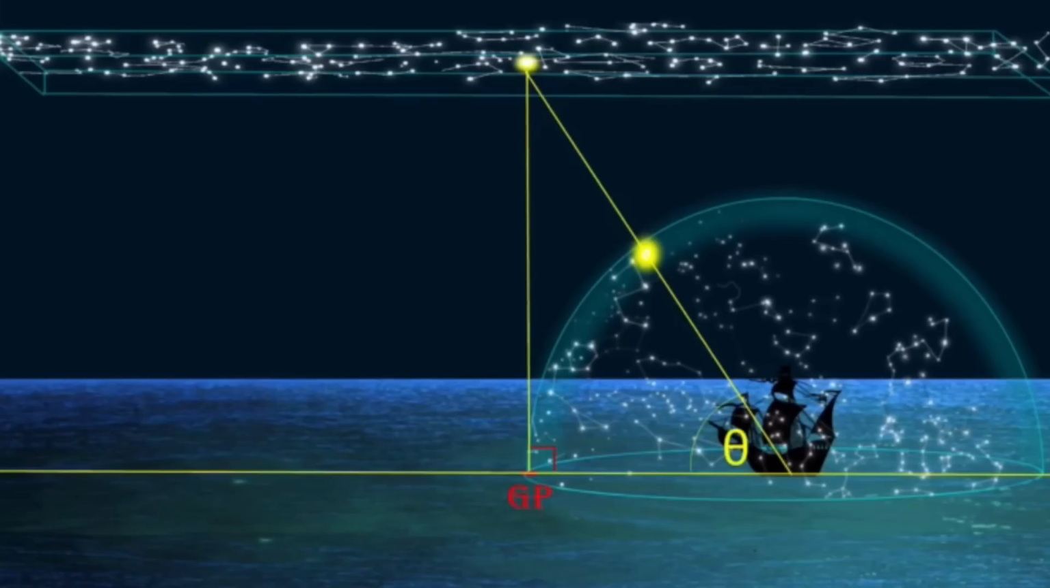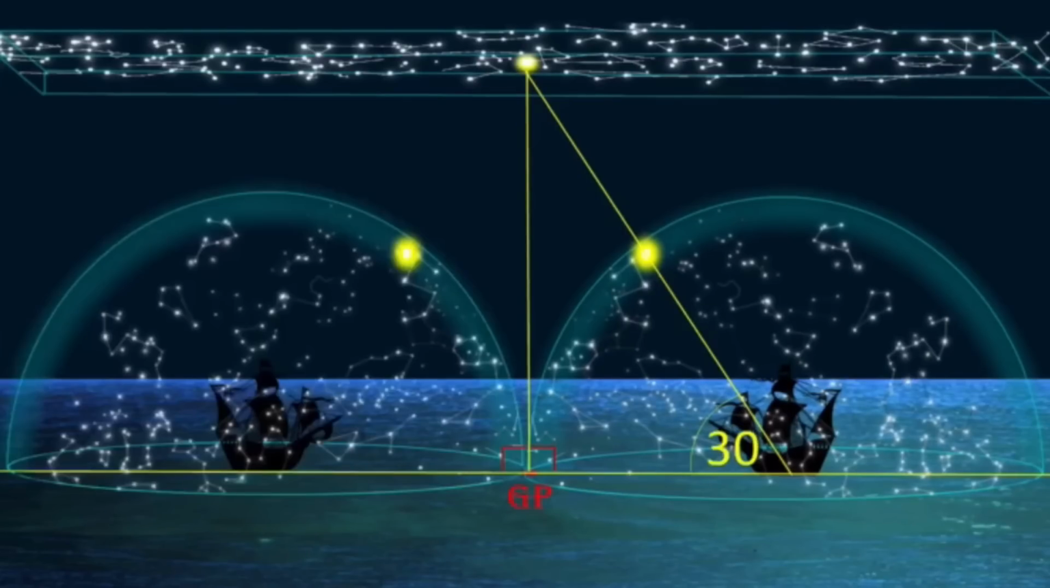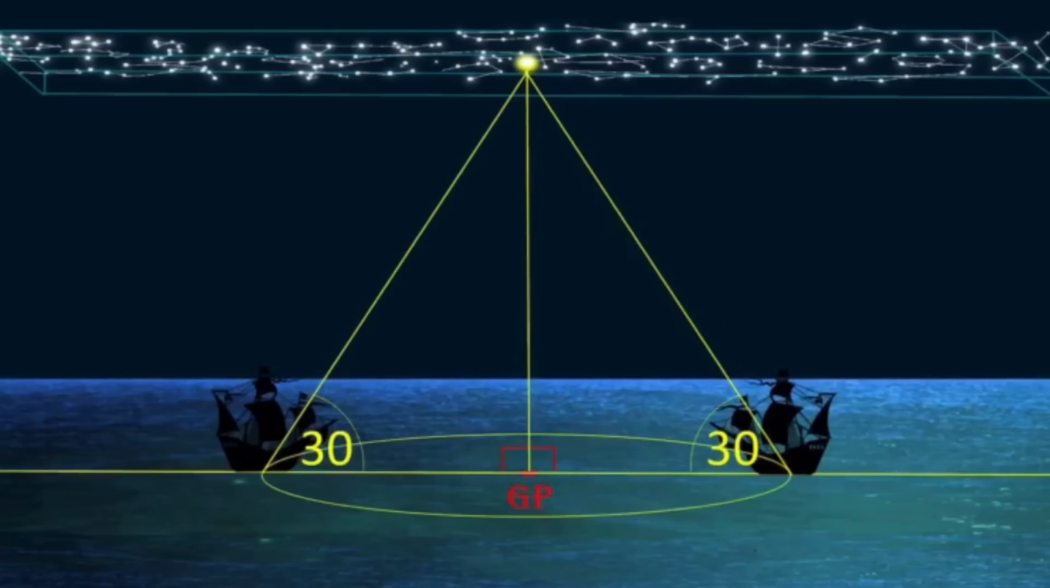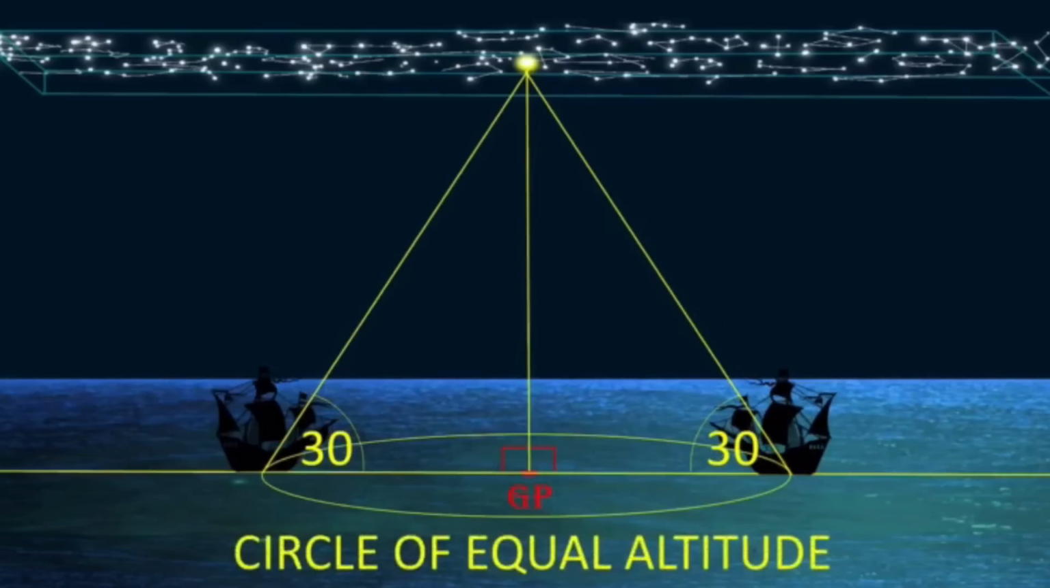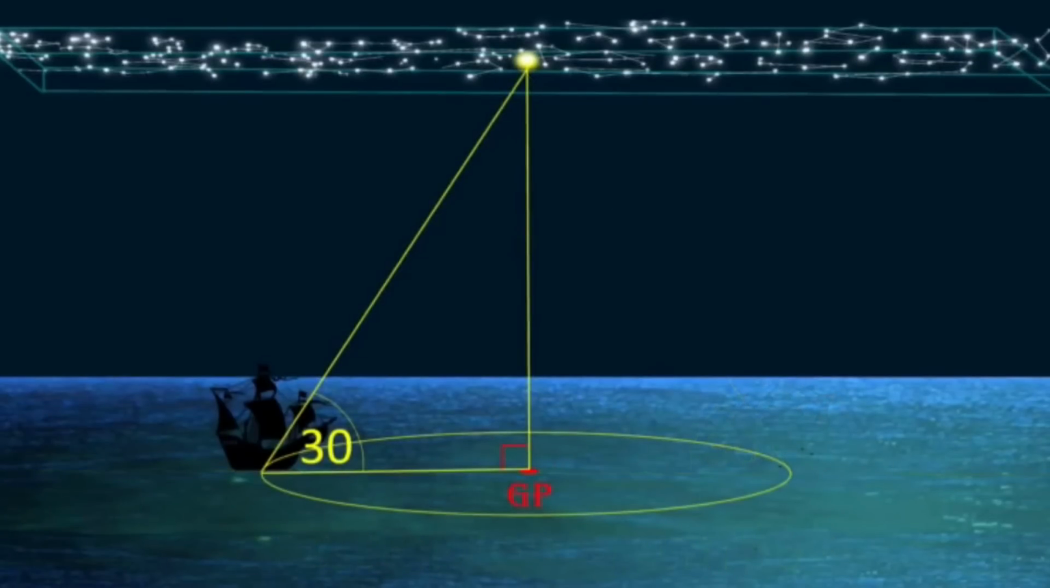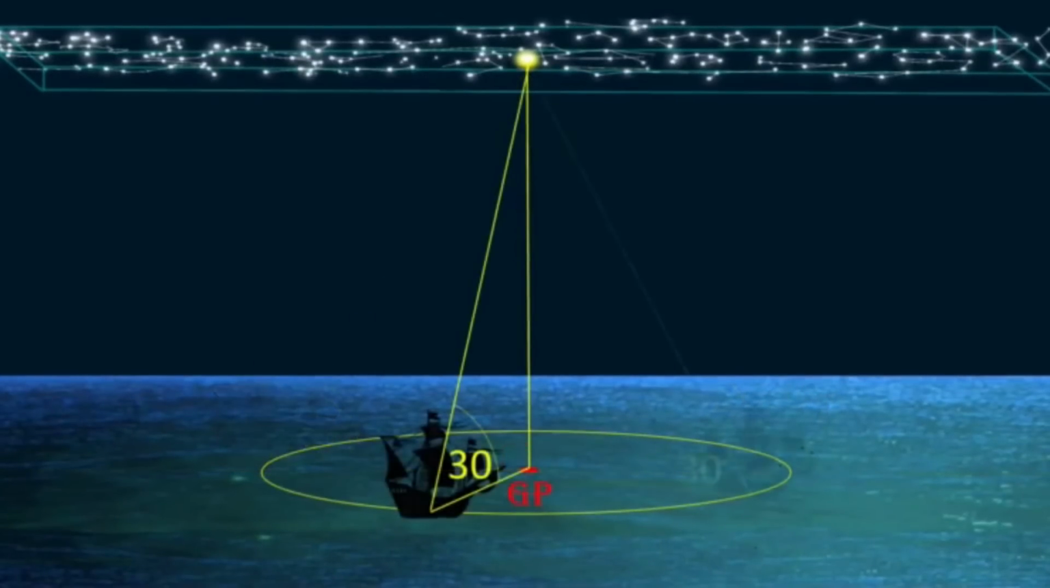And I'll continue to point out that measuring angles to celestial bodies only works if we are on a flat plane. Now, if one observer measures 30 degrees to a star and another observer measures 30 degrees to that same star, we can conclude that they are both on what's called a circle of equal altitude. And this is another killer blow to the globe right here. Everything on that circle of equal altitude is exactly that, equal altitude. No matter where you are on that circle, you're going to measure 30 degrees.